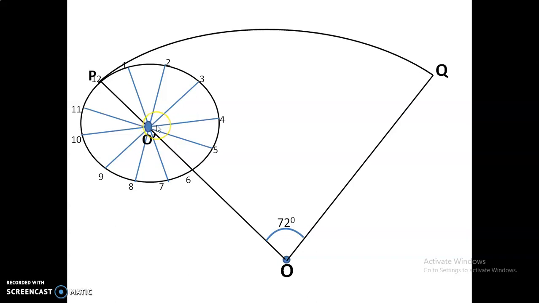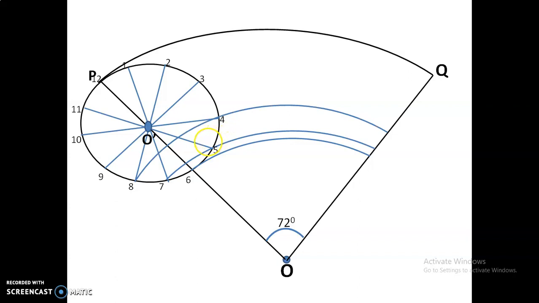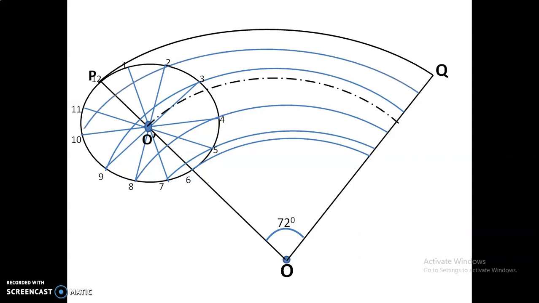Next, draw the circular arcs. Draw the circular arcs from point 6, and from point 7 and 5, from point 8 and 4. Before drawing the arcs from 9 and 3, first we need to draw the central arc from the center point, that is from O dash. So this is a central arc. Next, draw the circular arc from 9 and 3. Next draw the circular arc from 10 and 2, from 11 and 1. So these are the circular arcs from the respective points.